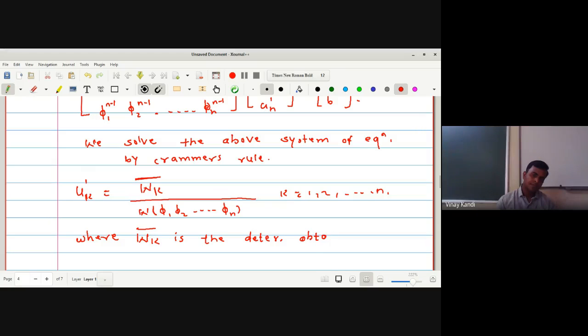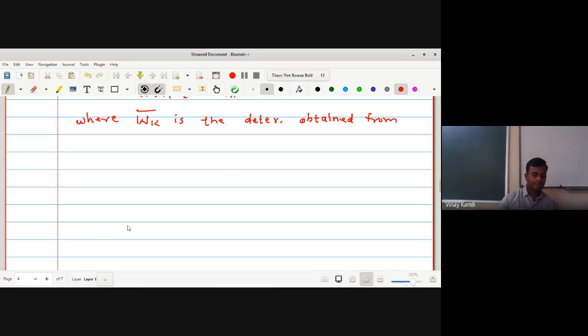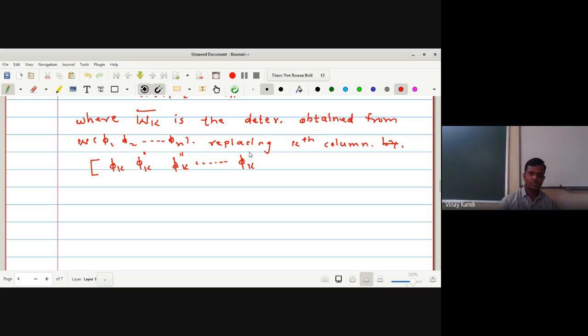Where Wk bar is the determinant obtained from the determinant of phi1, phi2 up to so on phi n, replacing the kth column by phi k dash, phi k double dash up to so on phi k raised to n minus 1.